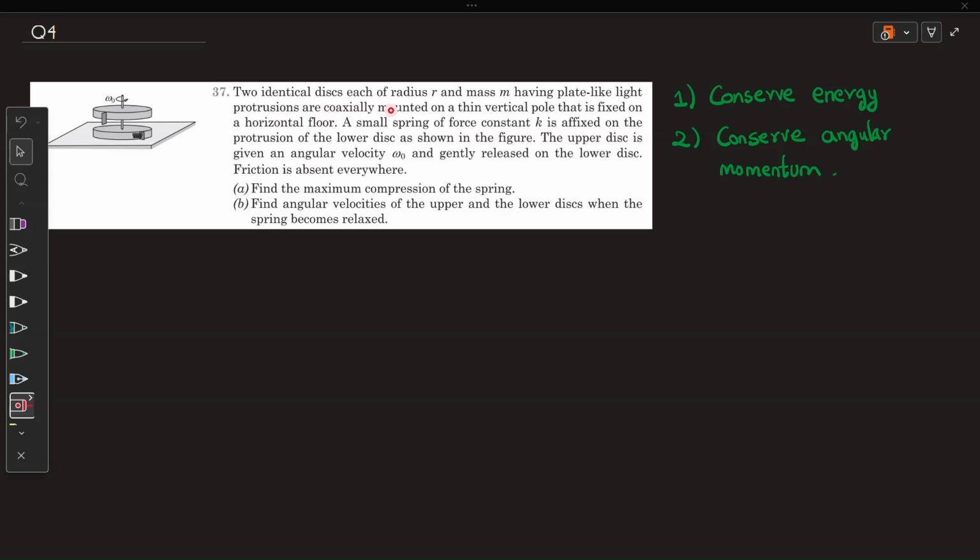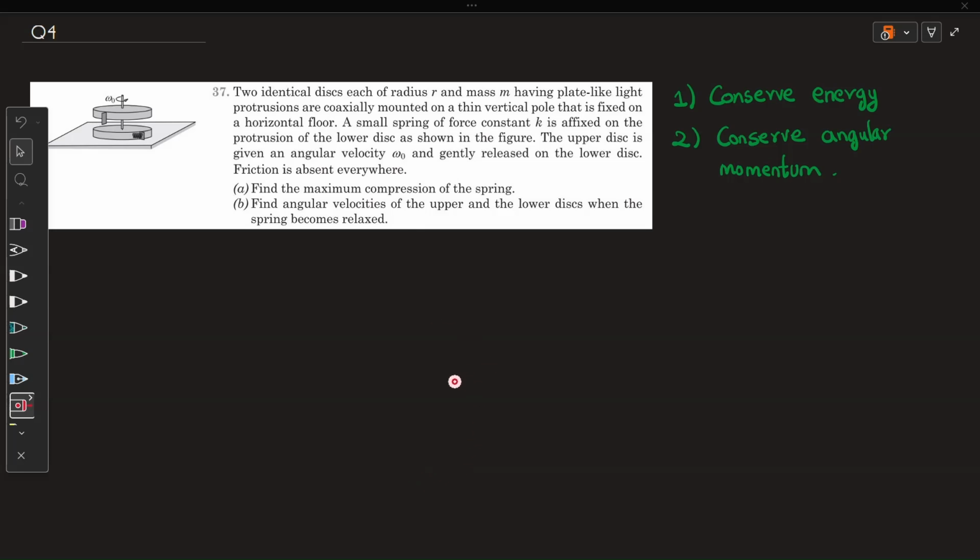Question number 4. Two identical disks, each of radius r and mass m, having plate-like light protrusions, are coaxially mounted on a thin vertical pole that is fixed on a horizontal floor. A small spring of force constant K is affixed on the protrusion of the lower disk as shown in the figure. The upper disk is given an angular velocity omega naught and gently released on the lower disk. Friction is absent everywhere. Find the maximum compression of the spring and find the angular velocities of the upper and lower disks when the spring becomes relaxed.